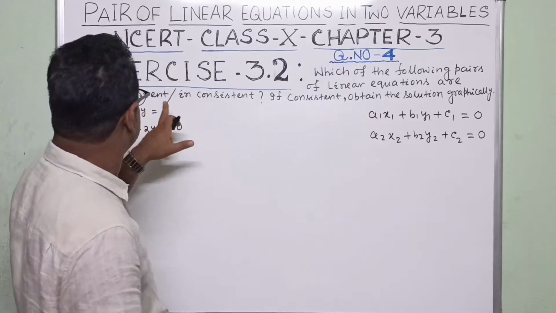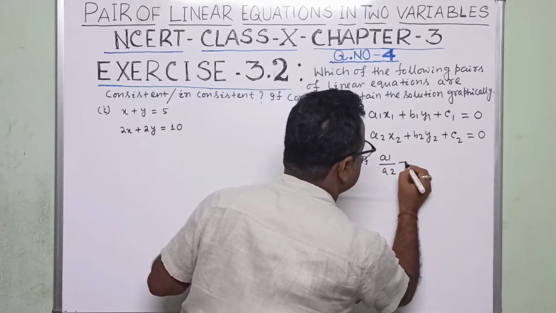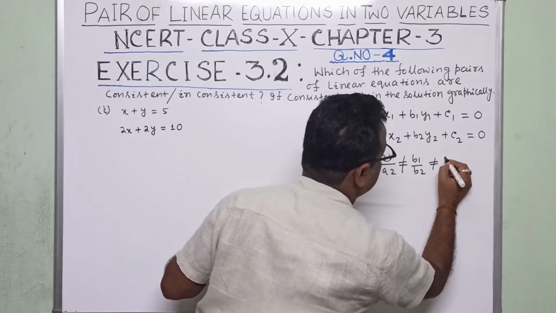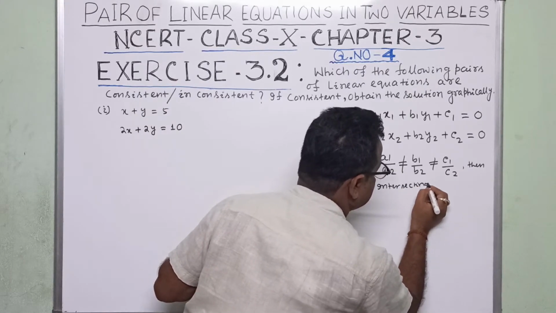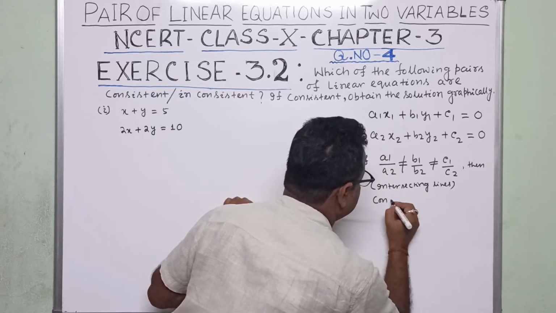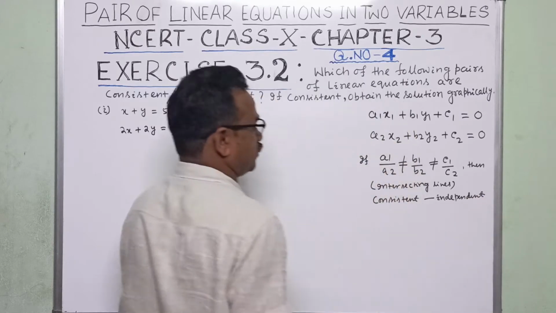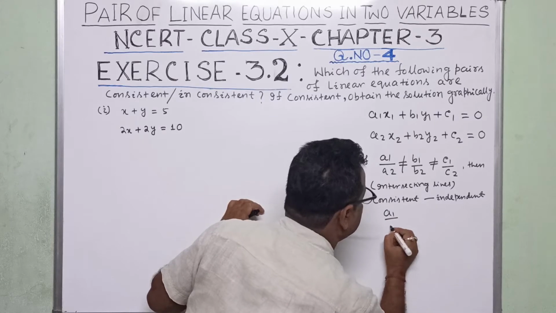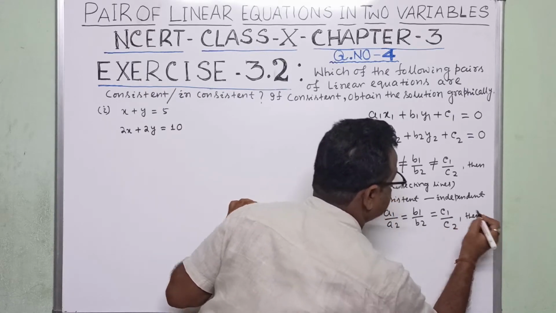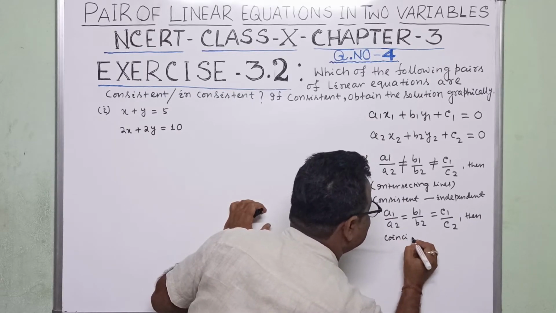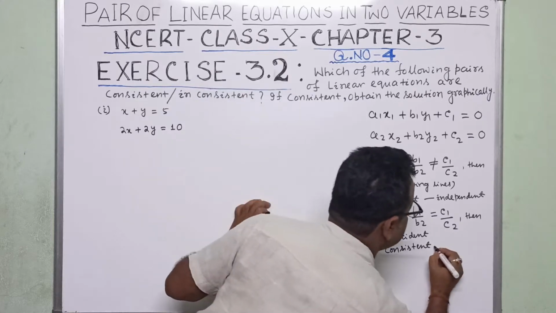Now we know consistent, inconsistent. When consistent? If a1 by a2 is not equal to b1 by b2, then intersecting lines, consistent and independent. Now the second case: a1 by a2 is equal to b1 by b2 is equal to c1 by c2, then coincident, consistent, so dependent.